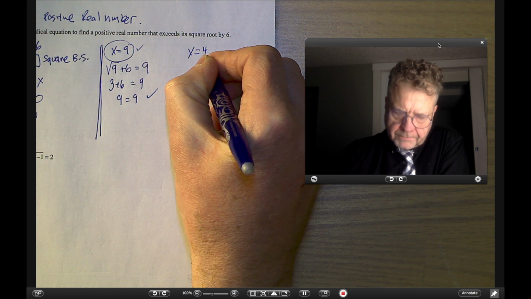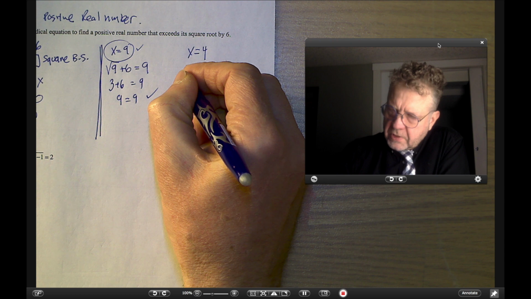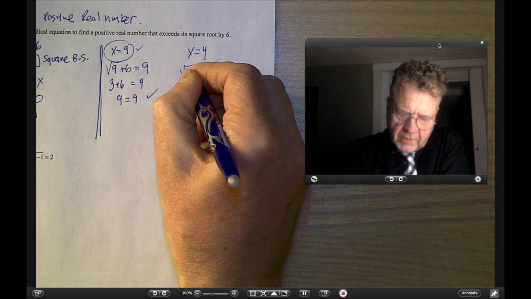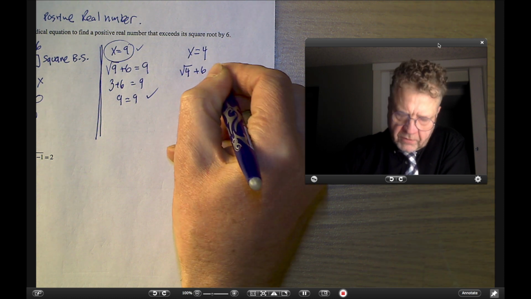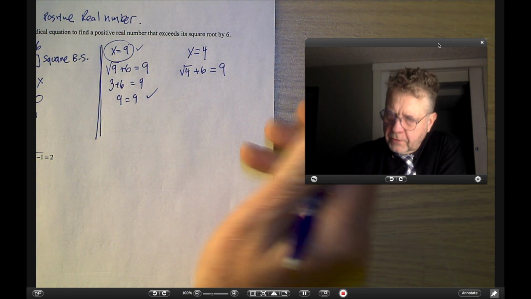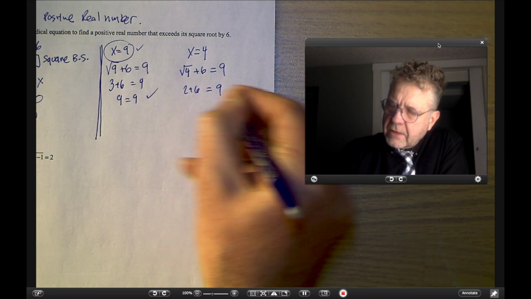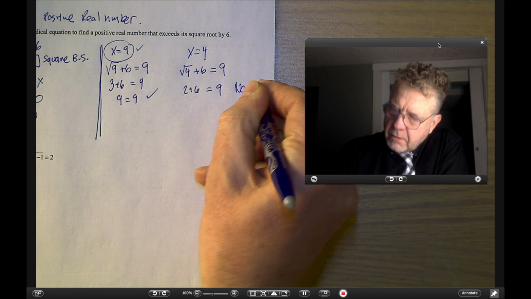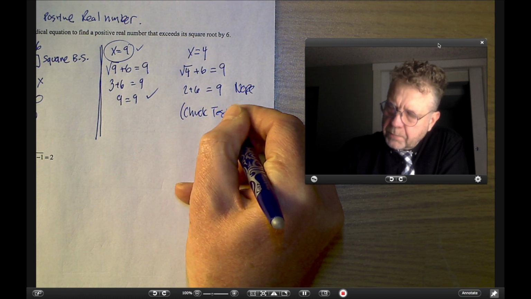All right. And so when we test x equals 4, we're going to get the square root of x, which is square root of 4, plus 6 equals 9. That's the equality that we want to test for. Well, square root of 4 is 2. 2 plus 6 equals 9. Nope. Doesn't work.